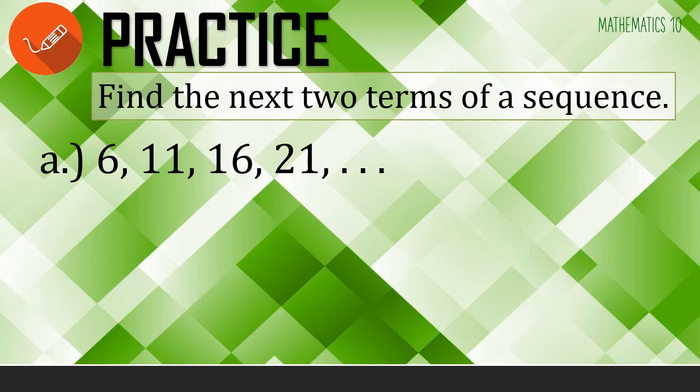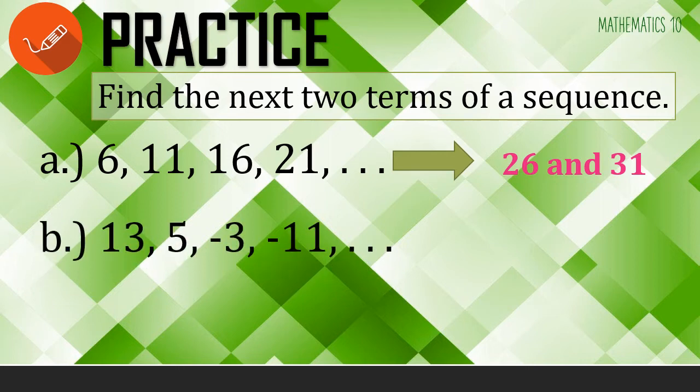In this scenario, as you can see, our answer is 26 and 31. Why? Because we just simply add 5 to the previous term to get the next term or the succeeding term. So 6 plus 5, we have 11. 11 plus 5, we have 16. 16 plus 5, we have 21. Therefore, 21 plus 5 is 26, and 26 plus 5 is 31.